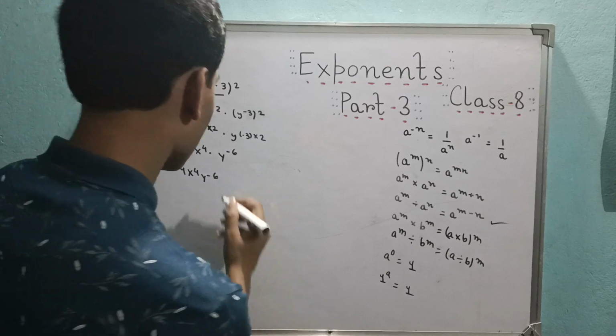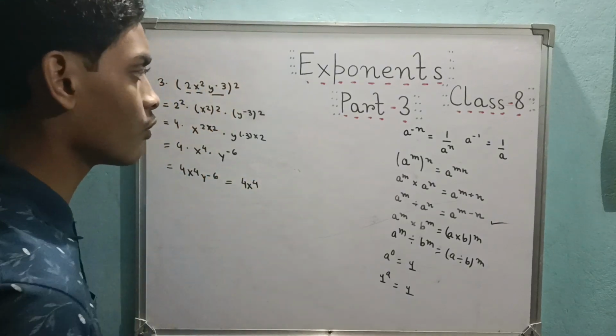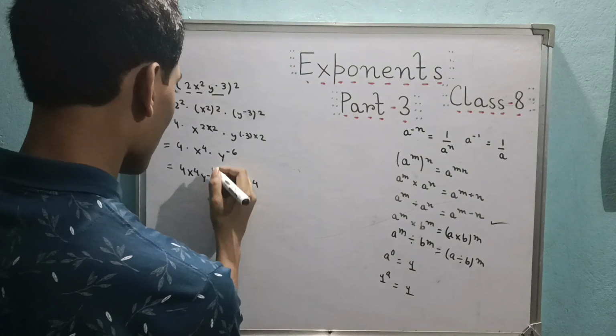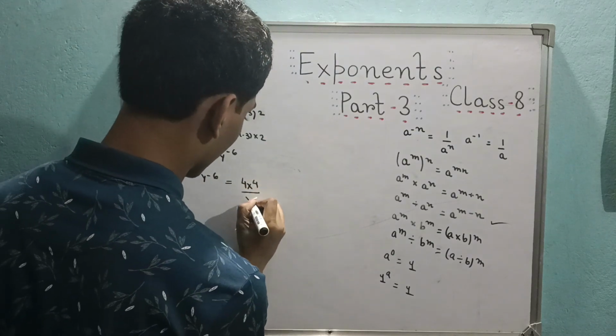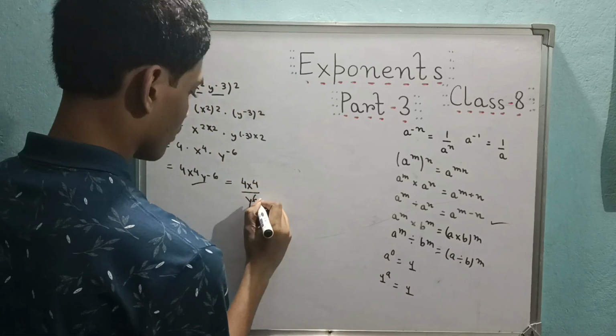Yeah, you can be arguing with me, this can also be the answer. So y to the power minus 6 is what? a to the power minus n equals 1 by a to the power n. So 1 by y to the power 6, that means this. So both of them are the correct answers here.